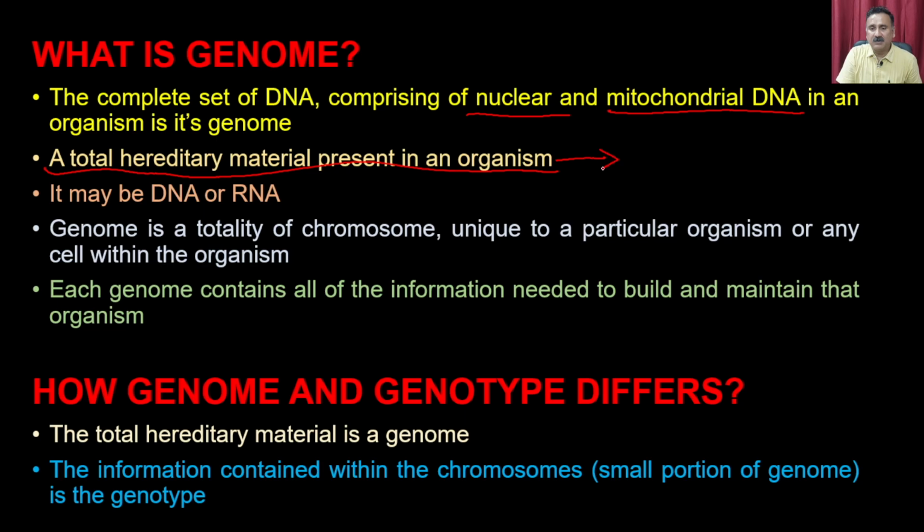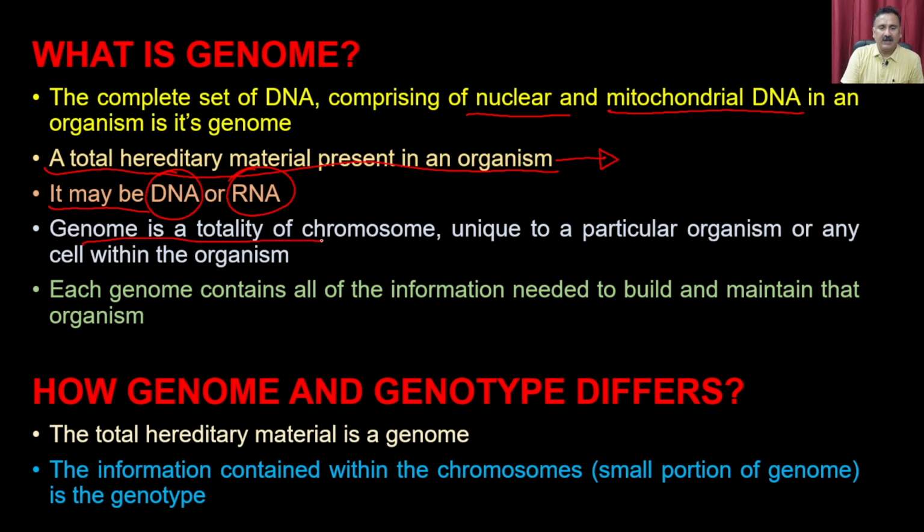The main purpose of the genome is to carry information from one generation to the next generation. It is the hereditary material present inside an organism, irrespective of whether it is a prokaryotic cell or a eukaryotic cell. In the previous lecture, if you recall, we said that it could be DNA or it could be RNA, because in many organisms it could be DNA or RNA.